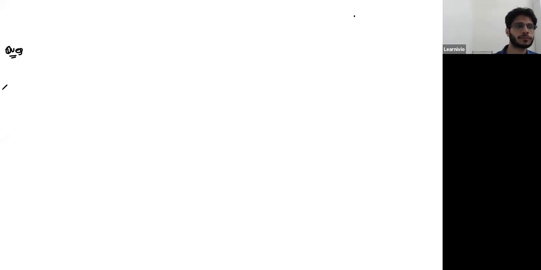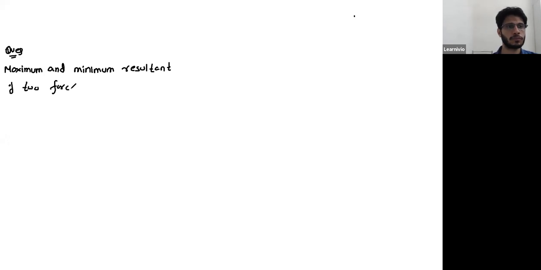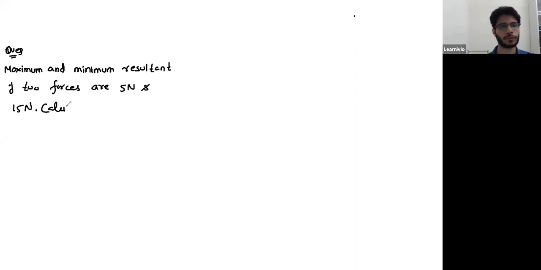So the numerical is: the maximum and minimum resultant of two forces are 15 Newton and 5 Newton. So the maximum and minimum resultant of two forces are 15 Newton and 5 Newton. You are supposed to calculate the individual forces.